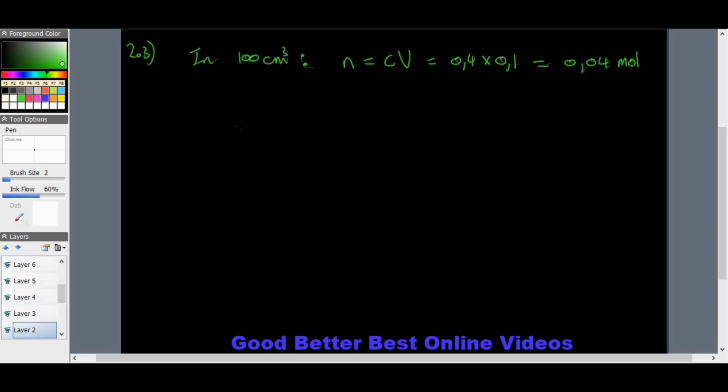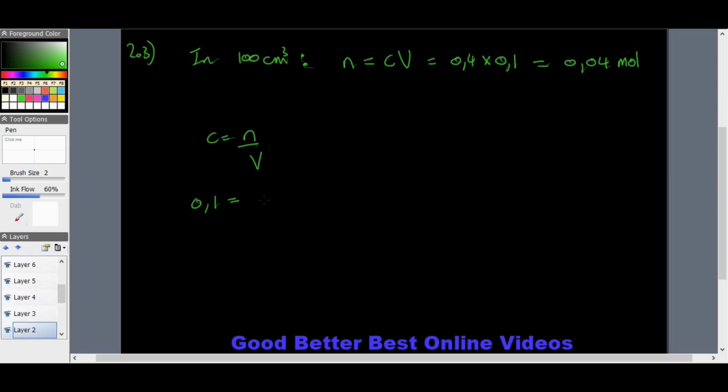The volume of water that needs to be added to dilute the concentration to 0.1 mole per decimeter cubed. So therefore we say C is equal to N divided by V. The concentration that we are looking for is 0.1 mole per decimeter cubed, because it said that in the question. Calculate the amount of water that must be added to the 100 cubic centimeters of solution to dilute the solution to a concentration of 0.1.